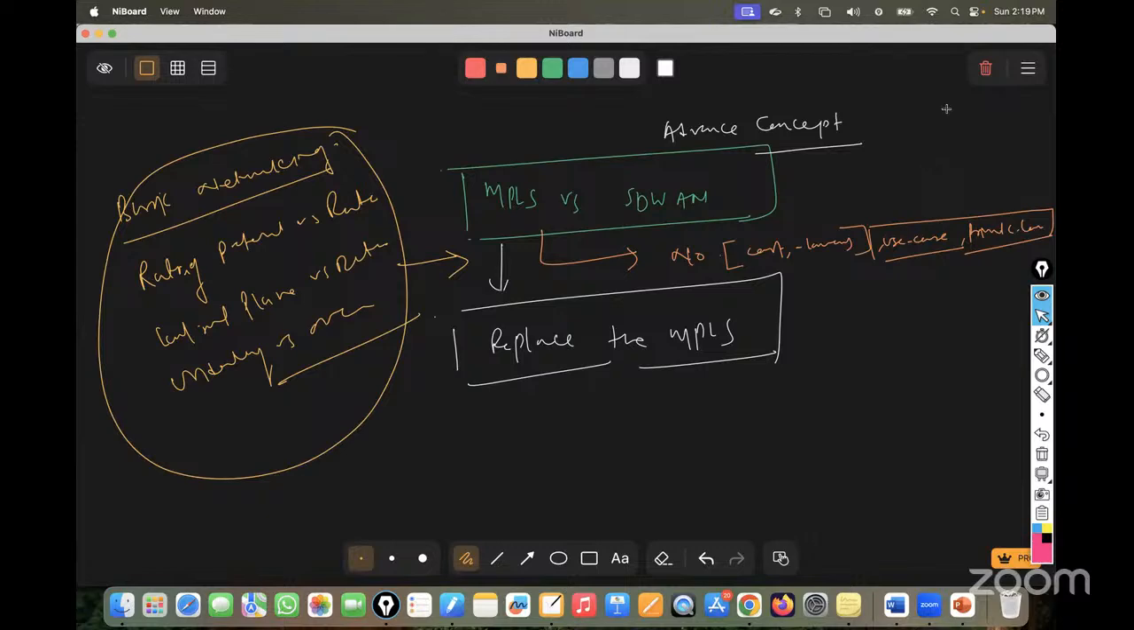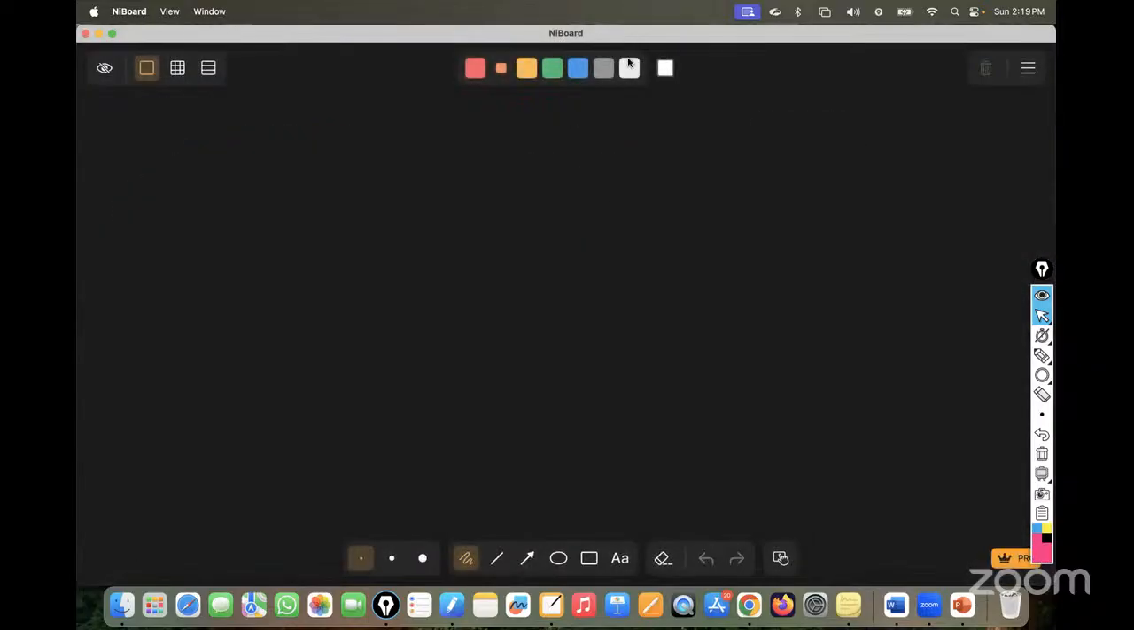Let's understand more in depth. Please mute yourselves, everyone. I'll try to help you make the good point here. Will SD-WAN replace MPLS? This is what we are trying to figure out. This is the one question.